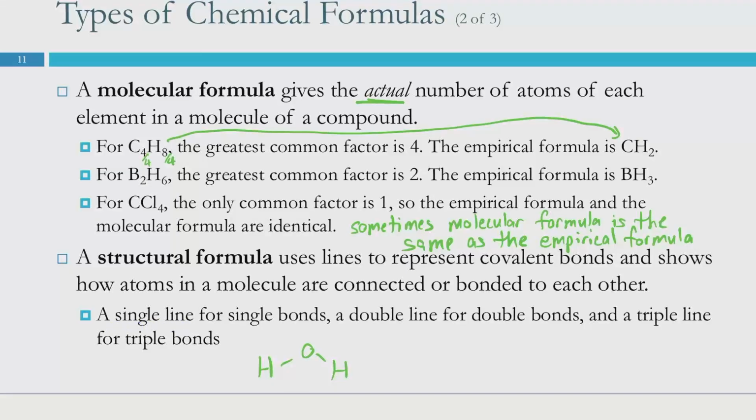We'll use a single line for a single bond. One line equals one bond. Similarly, 2 lines equals 2 bonds, 3 lines equals 3 bonds. If I had 4 lines, how many bonds would I have? 4. Yeah. Each line represents 1 bond. We won't see quadruple bonds. They do exist, but not in our class. So we'll have single, double, and triple bonds as options.